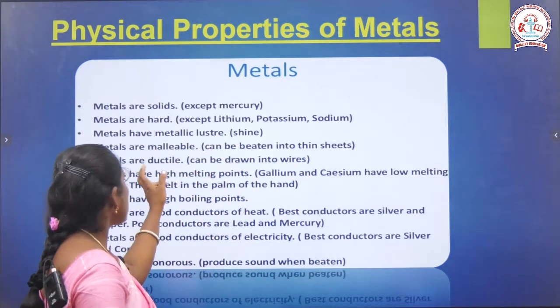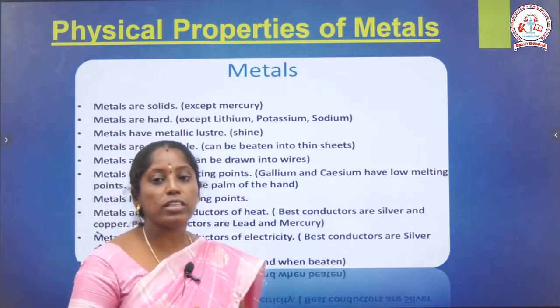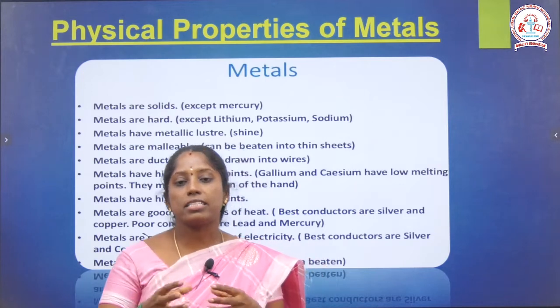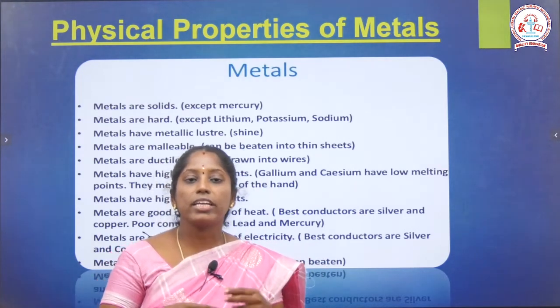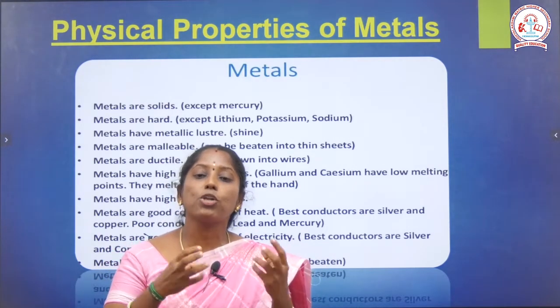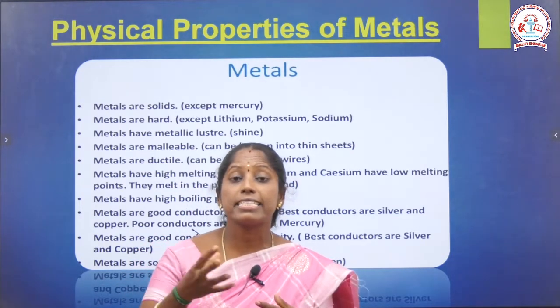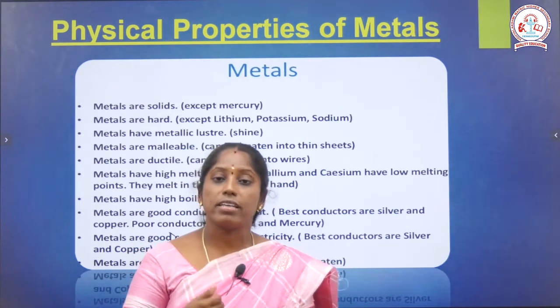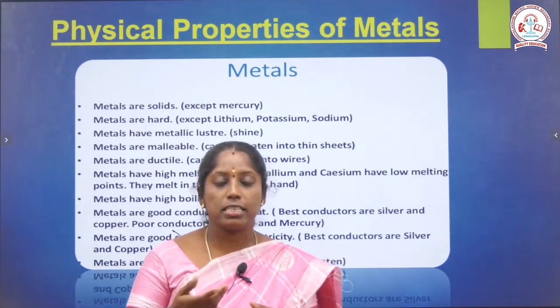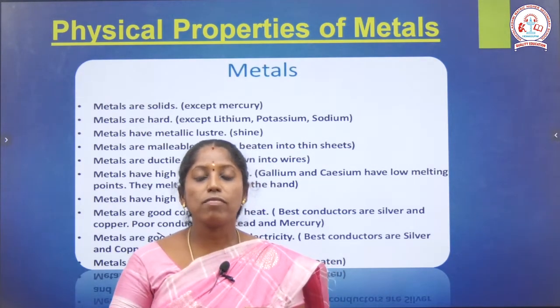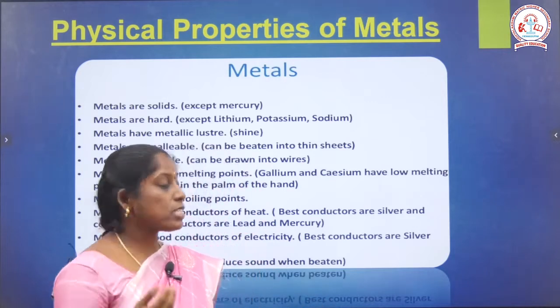The next one: metals are ductile. We know that metal wires, we can call them ductile. Metals are drawn into wires. Copper wire and iron wire, we use them as electricity wire. Even in AC and refrigerators, the wires are made of metals only. Copper wire is also used.